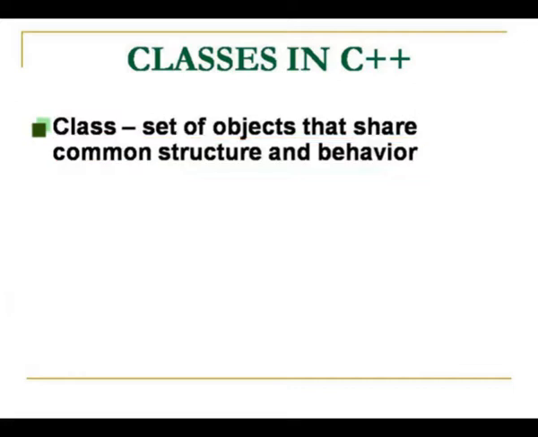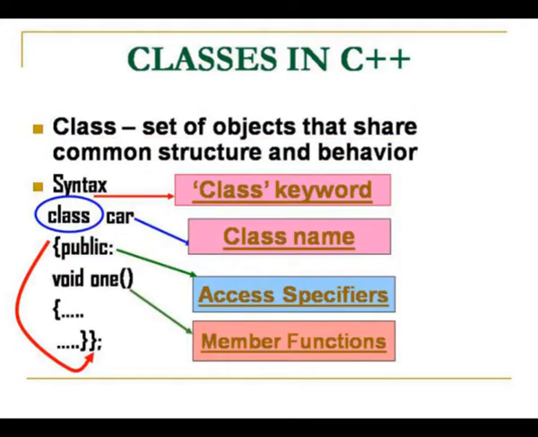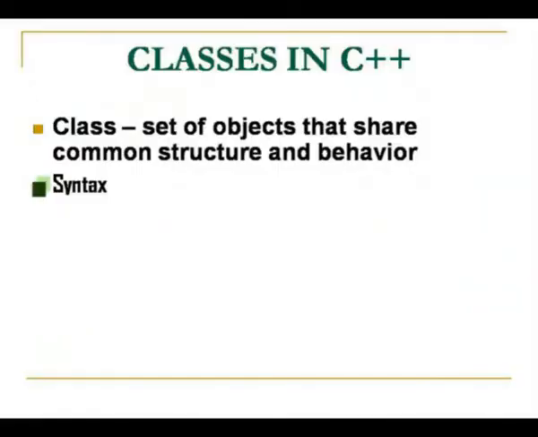So what is the definition of a class? A class is defined as a set of objects that share common structure and behavior. We already have seen that a class includes the class keyword, the class name, a class body, which has data members as well as member functions. So this is how the syntax of a class is defined.